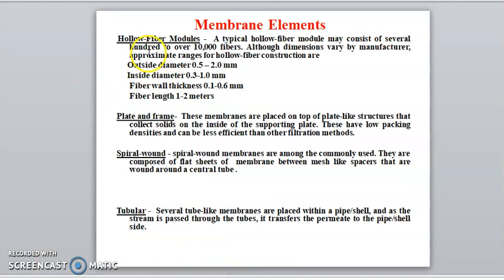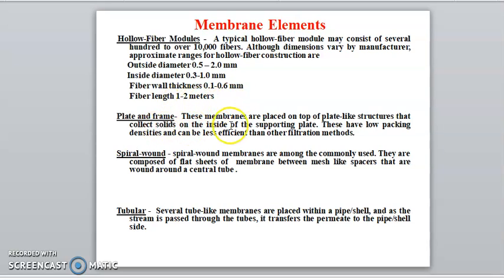Membrane element, hollow fiber model. This typical hollow fiber model may consist of several hundred, over 100 to 1000 fibers. Although dimensions vary by manufacturer, the approximate hollow fiber construction is: outside diameter 0.5 to 2 mm, inside diameter 0.3 to 1 mm, fiber wall thickness 0.1 to 0.6 mm, fiber length 1.1 to 2 meters.